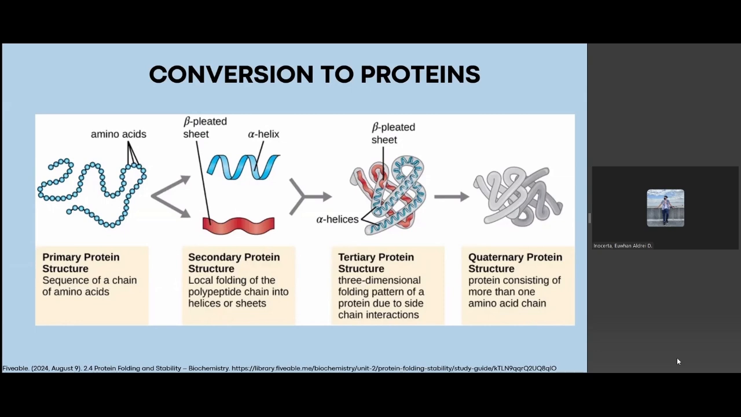This level allows proteins to change shape when doing their job, which can be an important and crucial factor in processes like muscle contraction or immune response. One well-known example of quaternary structure is hemoglobin, which is made of 4 subunits and is responsible for carrying oxygen in red blood cells and transferring it to the whole body. And that is a summary of the conversion to proteins.